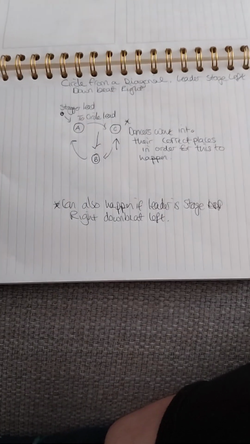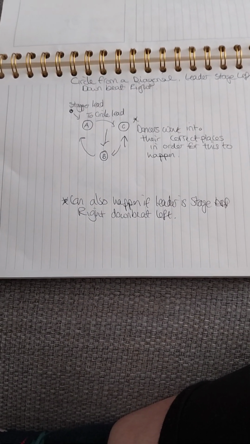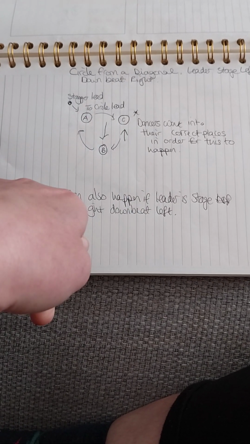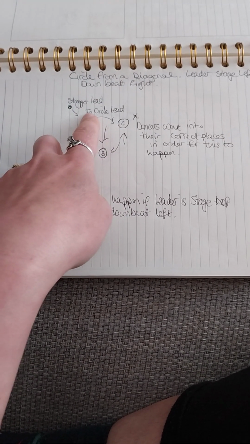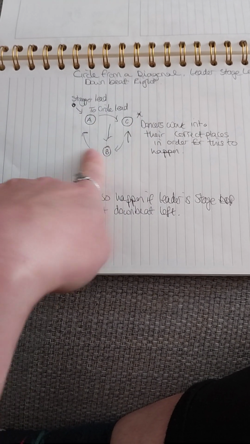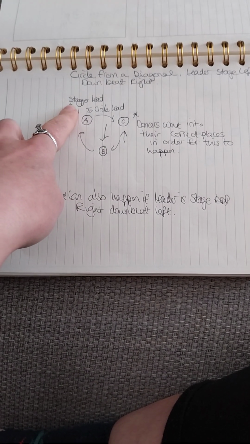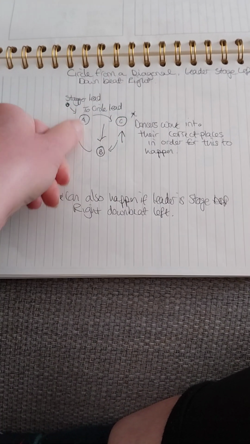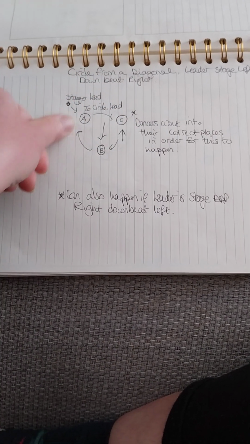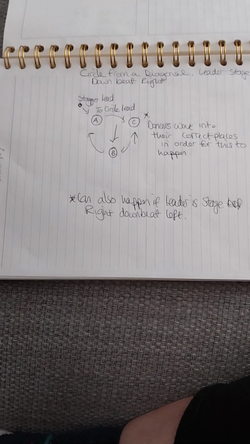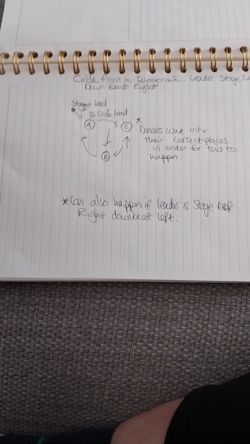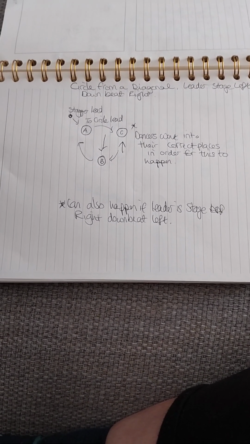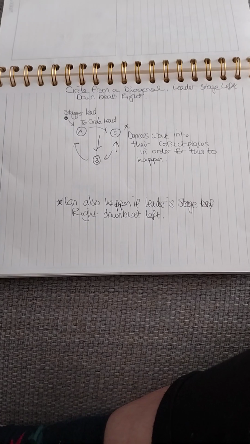Here we are. Circle from a diagonal, leader stage left, downbeat right. So leader stage left has moved to here. We are at the stagger leader, and they've moved to the circle position. And we're now in this dynamic. So the dancers will go into their correct places in order for this to happen. It can also happen if leader is stage right, downbeat left.